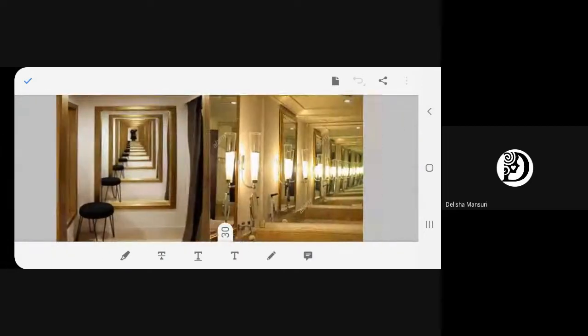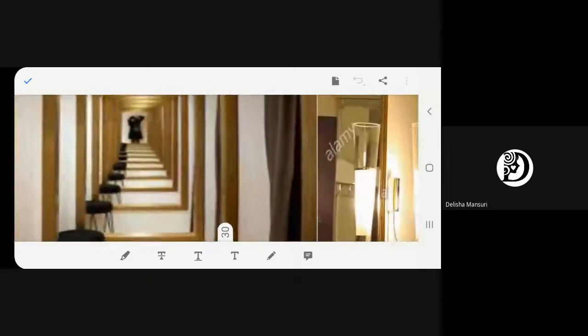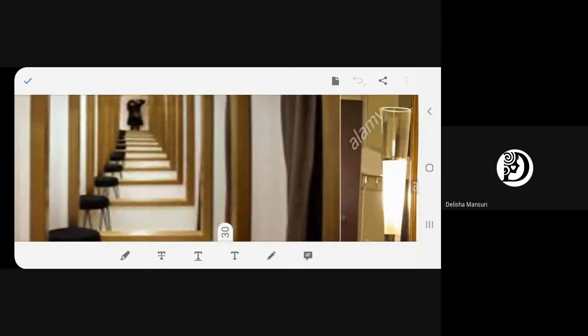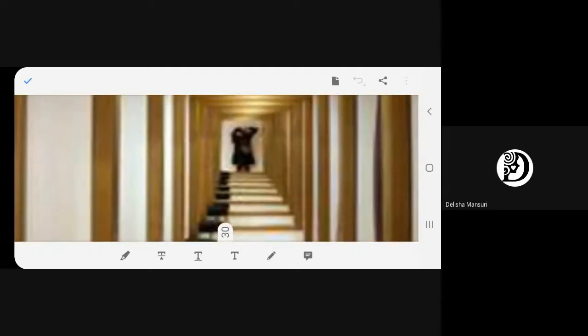So this is what I'm talking about. In the lift you can see, or in a lobby, or in a corridor, these are multiple reflection. Can you see this? Understood or not?